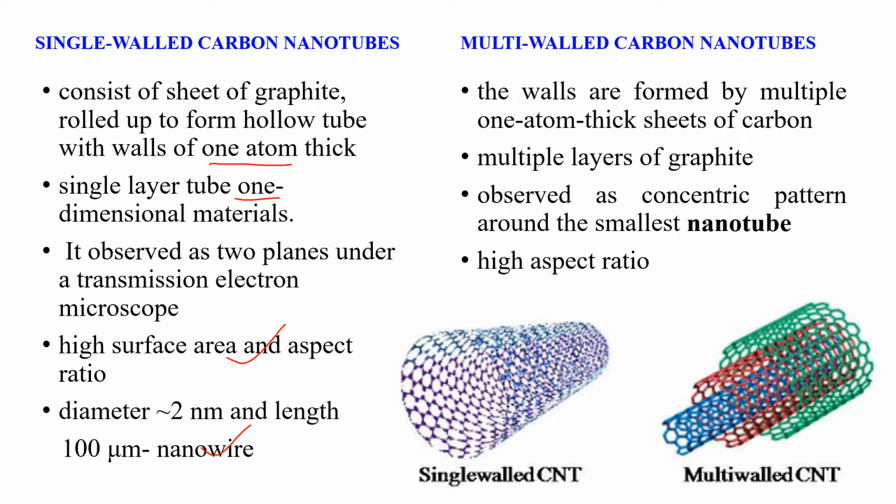In multi-walled carbon nanotubes, the walls are formed by multiple 1 atom thick sheets of graphite. They are multi-layer. They are observed as a concentric pattern around the smallest nanotube. They have high aspect ratio. Figure shows a single-walled and a multi-walled carbon nanotube.